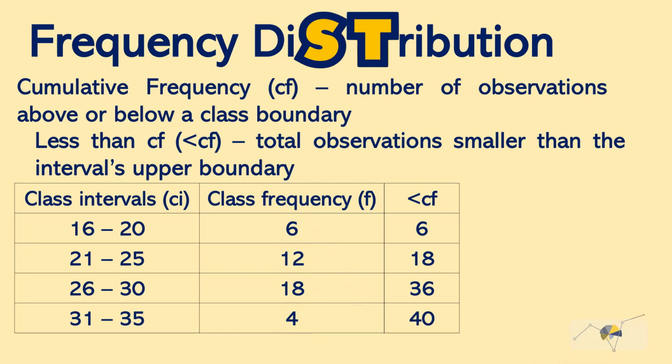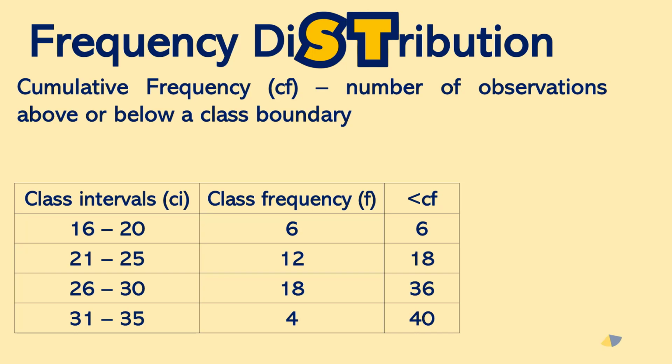You would know that your answer is correct because once you reach the final row for your less than cumulative frequency, it is equal to the total observations of 40. If it's less or greater than 40, then you might want to review your process.